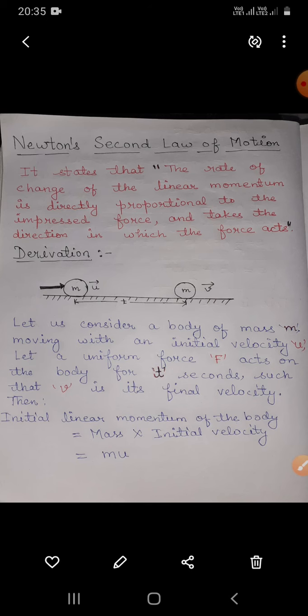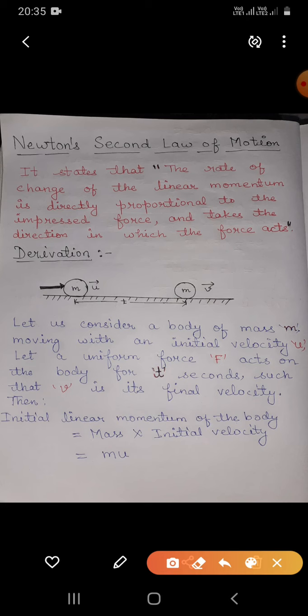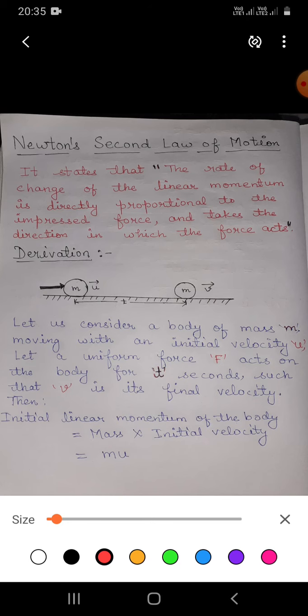For its derivation, let us consider a body of mass m moving with initial velocity u. Let us apply a uniform force F, and due to this uniform force F, after time t, the final velocity of the body will be v.